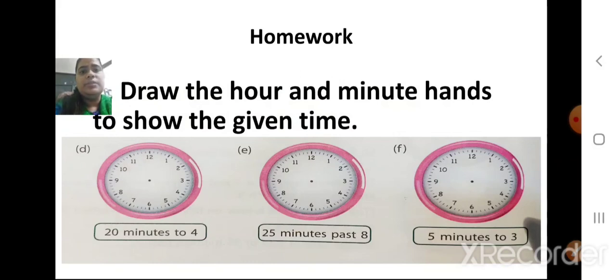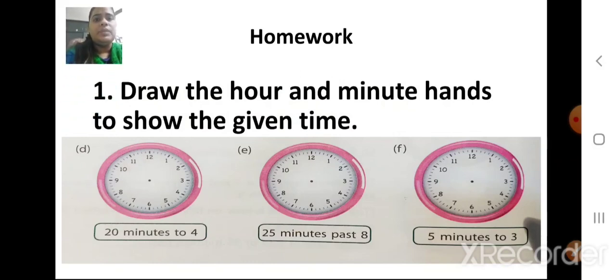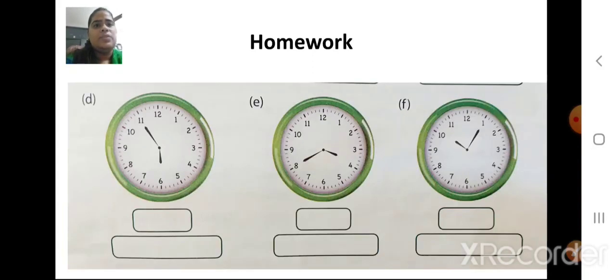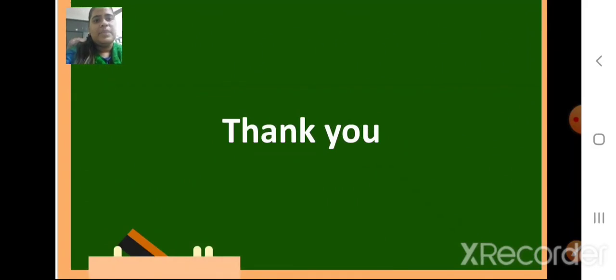After this, children, from question number 1, D, E and F is homework. You are going to draw it properly using scale and pencil. And from question number 2, D, E and F, you have to write down the time. Okay. Thank you children.